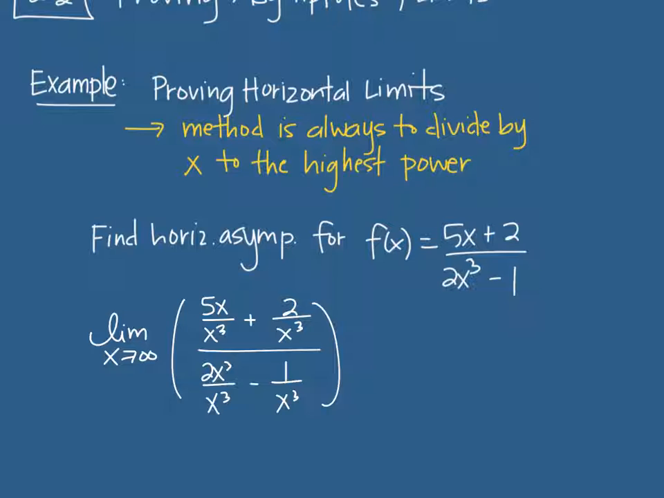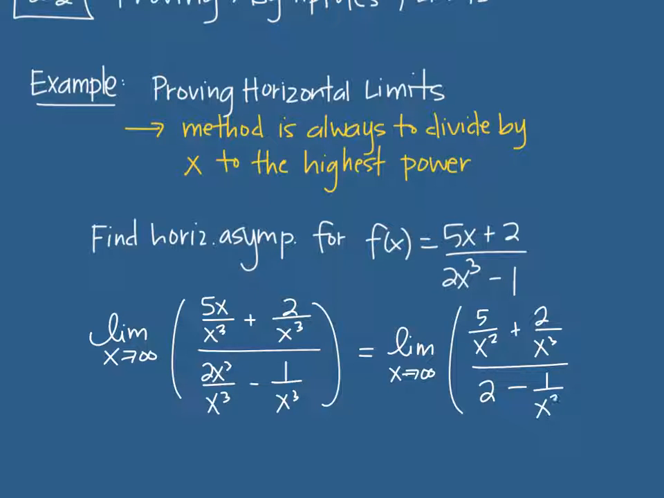Then you'll reduce. So we're going to write equals the limit, because we are still doing algebra and we're approaching infinity, which is where those horizontal asymptotes live. And we'll simplify. So we're going to have 5 over x squared as the reduced value, plus 2 over x cubed, over 2 minus 1 over x cubed.